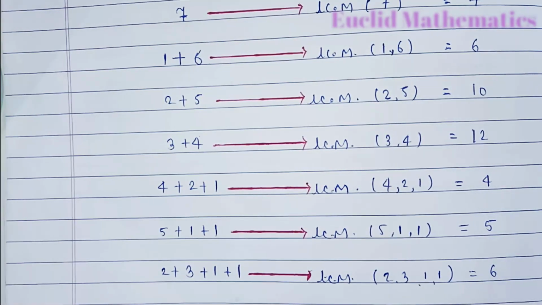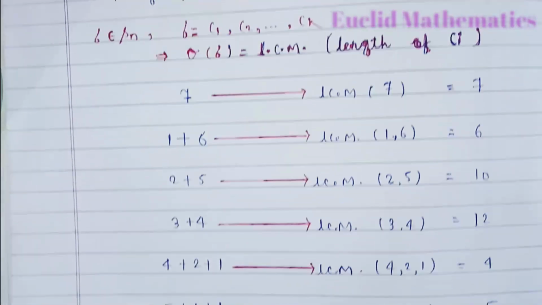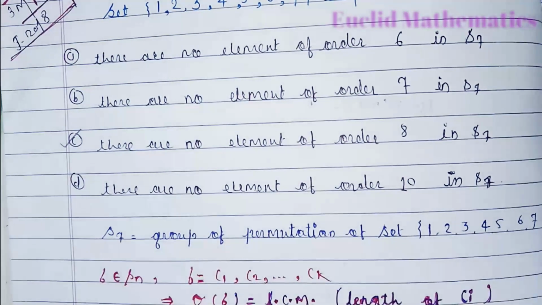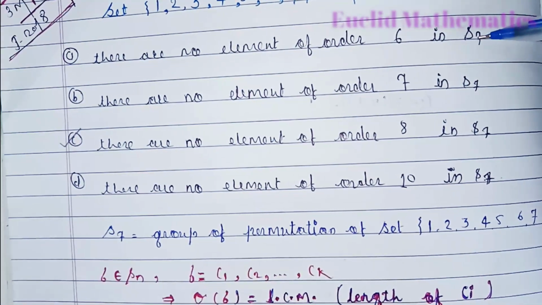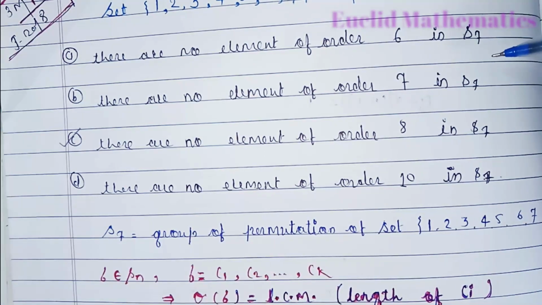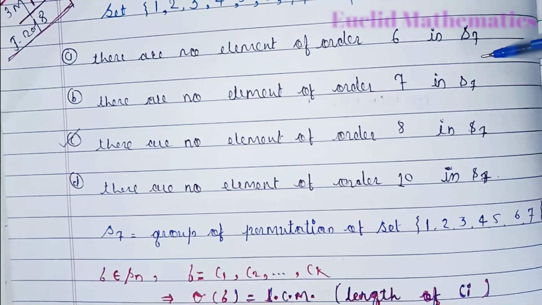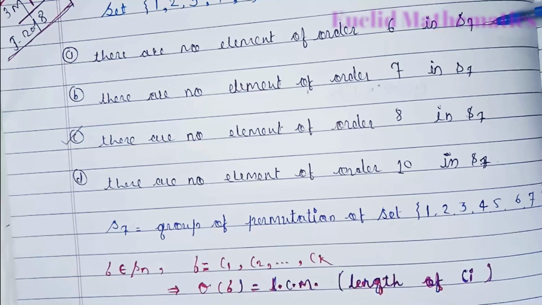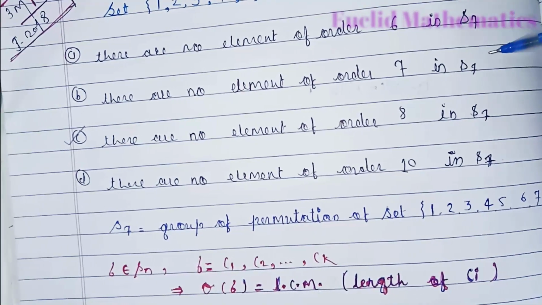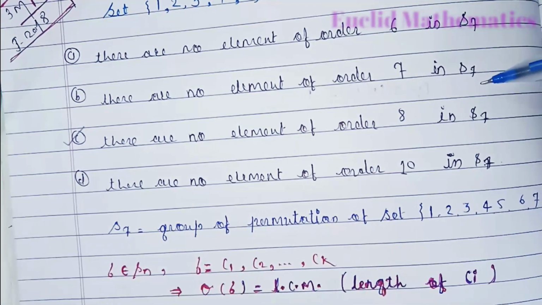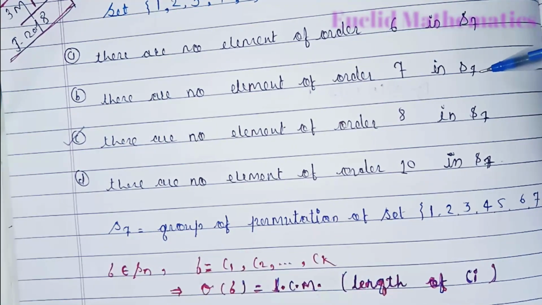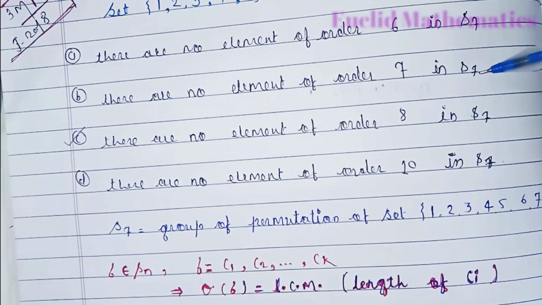Now we have to check which of the options is correct. Our first option says there is no element of order 6 in S7, but we found an element whose order is 6, that means 1 and 6, their LCM is 6. So option A is wrong. The next option says there is no element of order 7, but 7 is an element whose LCM is 7. Our first partition of 7 gives LCM 7. So option B is wrong.